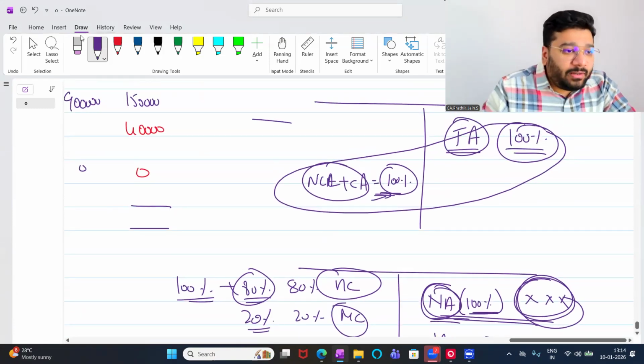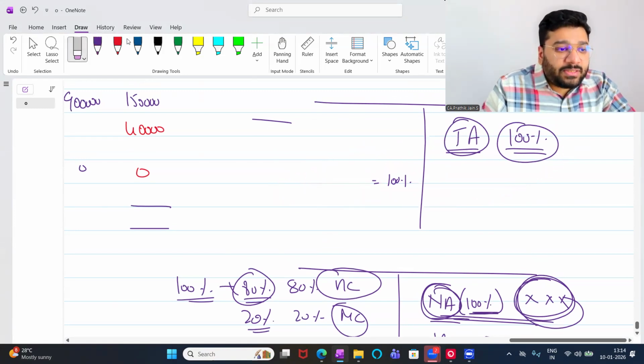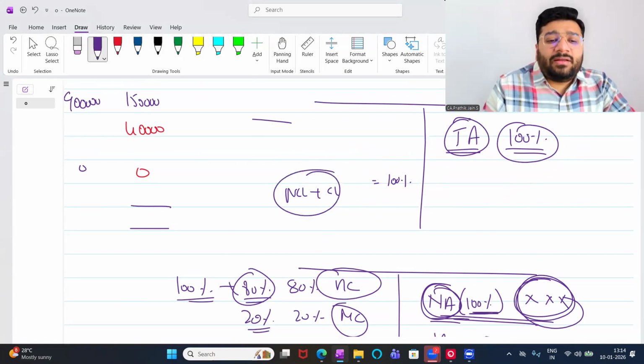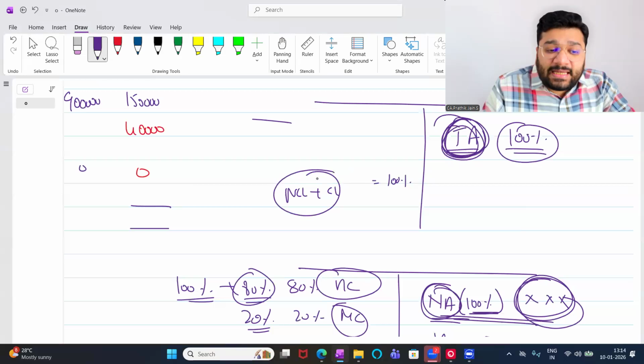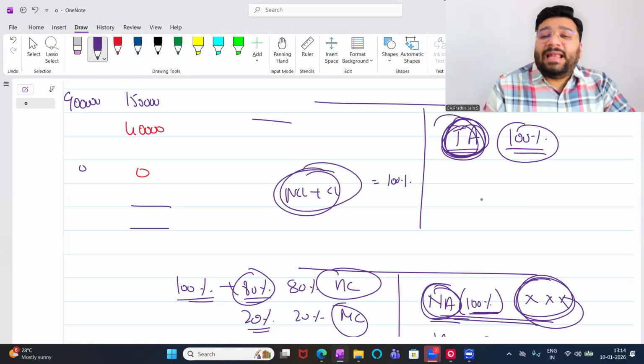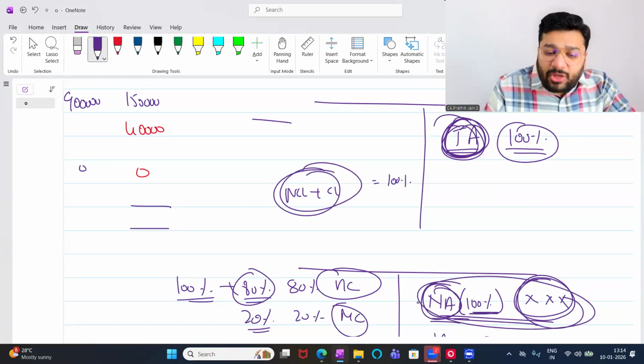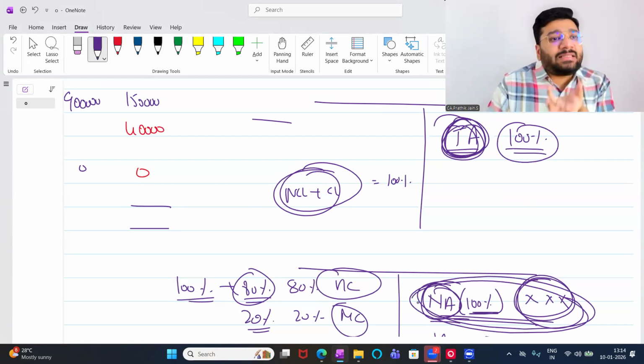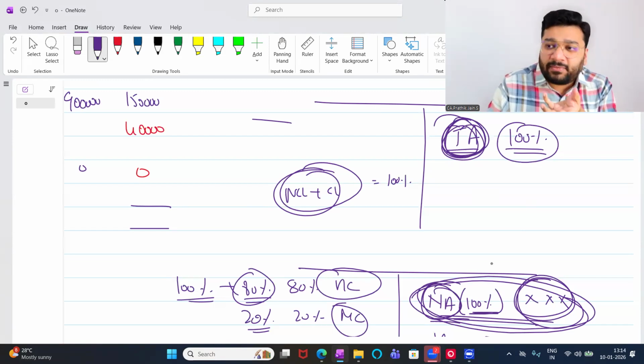Non-current liability, sorry. This is non-current liability plus current liability. So basically, from total asset, if I minus external liability, I'll get net asset. So I'm putting net asset here. Do you have any objection? Net asset is a debit balance. It comes on the asset side.